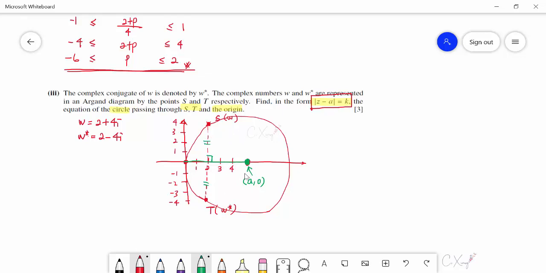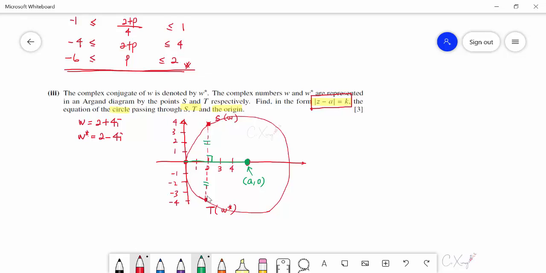Okay, so first of all, we already know that the center lies on the x-axis, which is (A, 0), so that it can form a perpendicular bisector. It can form a line that will bisect the points S and T. So that's the first thing now.